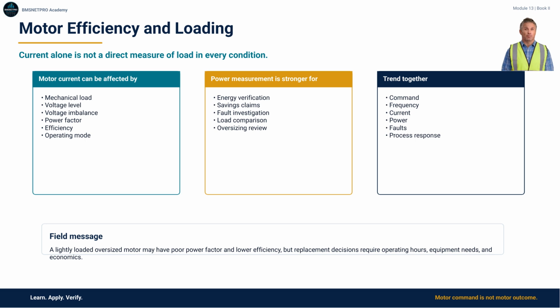Motor current is useful, but it is not always a direct measurement of load. Current can be influenced by voltage, imbalance, power factor, efficiency, operating mode, and mechanical condition. When performance or savings matter, measured power is stronger evidence. Good troubleshooting trends command, frequency, current, power, drive mode, fault data, and process response together. One number rarely tells the whole story.